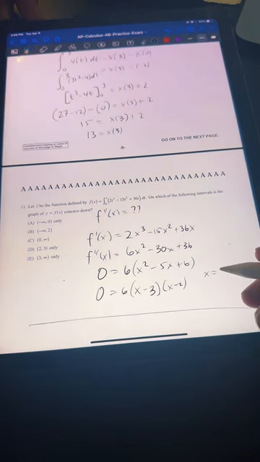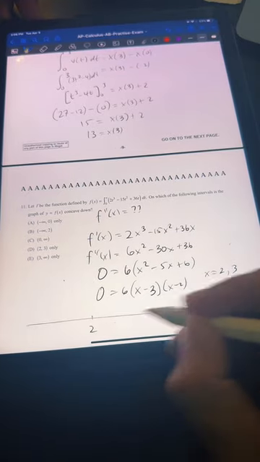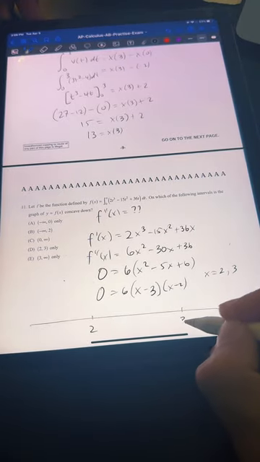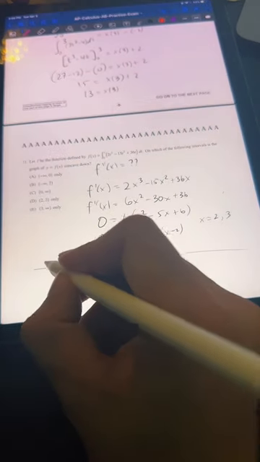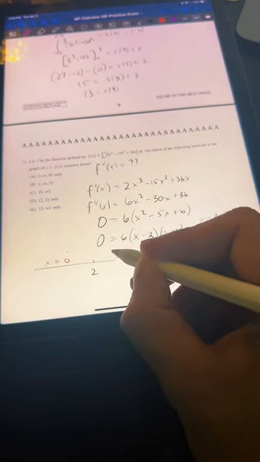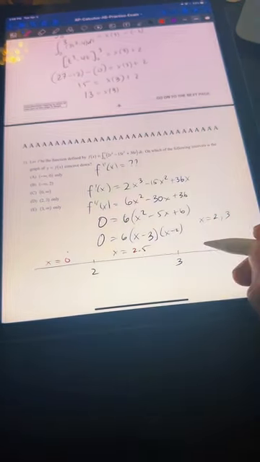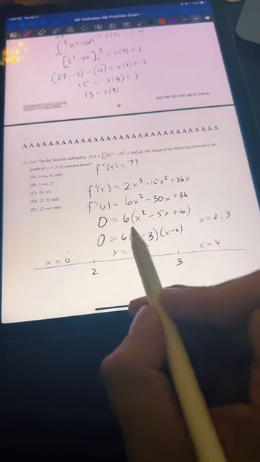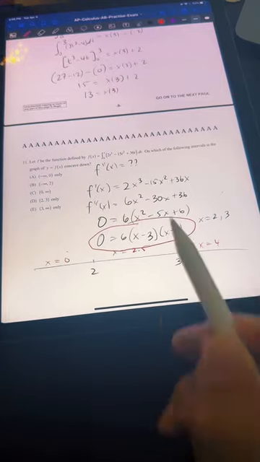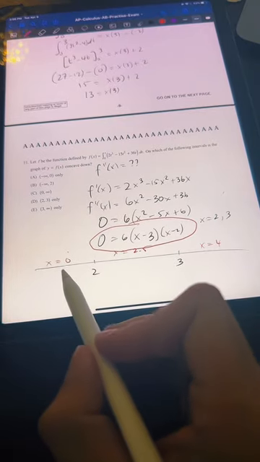So we have two values. X is equal to 2 and 3. That's where our function, or our second derivative, is going to be equal to 0. And now we just got to test values real quick. So let's plug in 0, let's plug in 2.5, and then let's plug in 4. Remember, we don't care about what these values are. All we're going to do is plug it into this expression here. We just care about whether it's positive or negative.